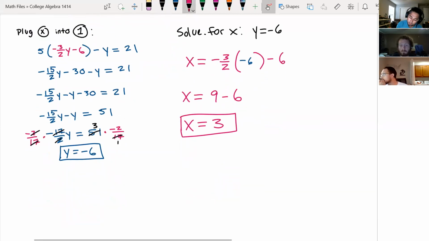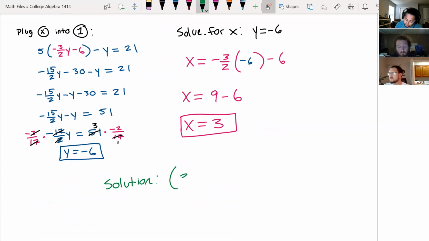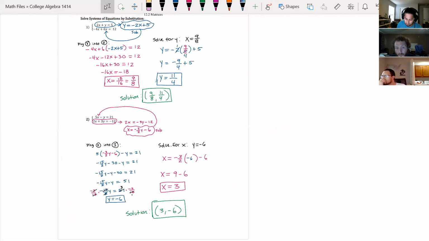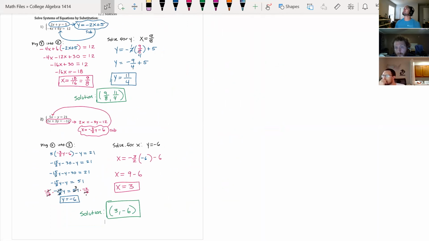Now, once again, when stating our solution, it's going to be (3, -6). At this point, both functions intersect. All right, that is the substitution method. Once again, take equation 1, rearrange it for x or y, and plug it into equation 2. Or take equation 2, rearrange it for x or y, and then plug it into equation 1.